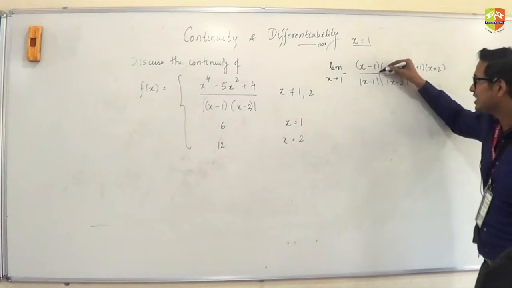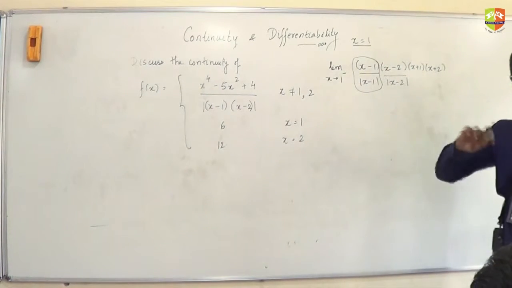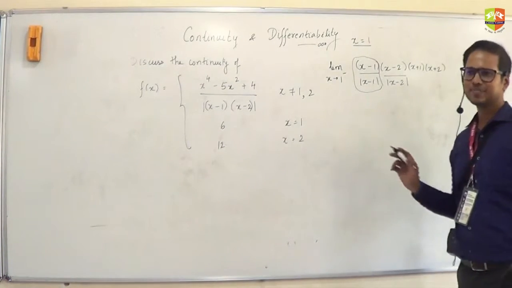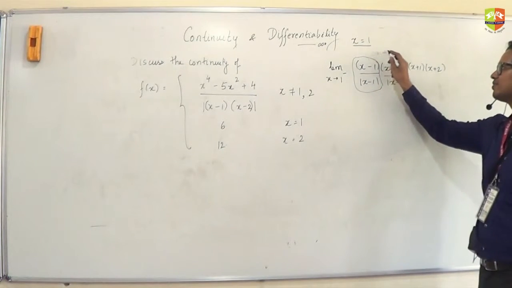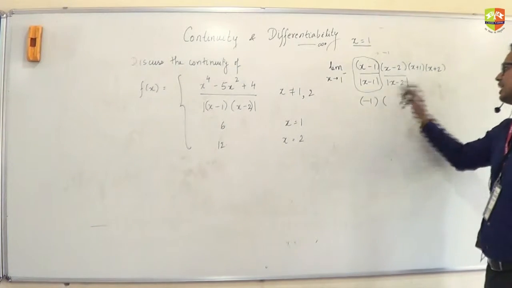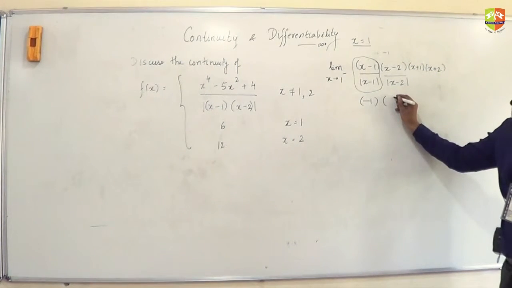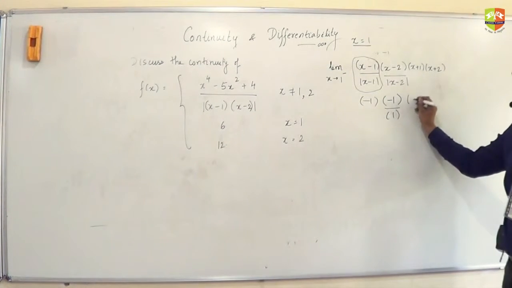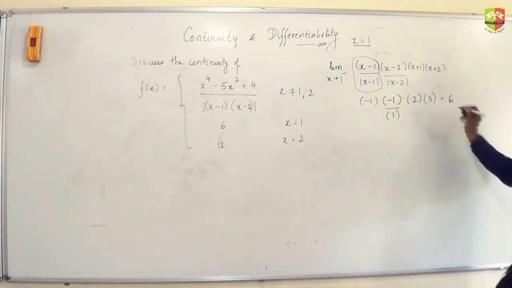This function reminds me of the signum function actually. Left of 1 it will give you minus 1, right of 1 will give you plus 1. Now see, when I am left of 1, this will become minus 1, so the entire thing will be minus 1. Here you can normally substitute. So 1 minus 1 will be, this will be plus 1, this will become 2 into 3. So your answer should come out to be plus 6 for the left hand limit.